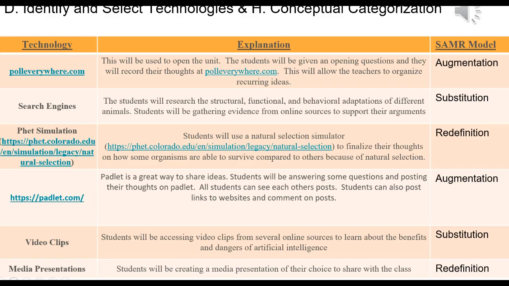We implemented technology to introduce both the topics of evolution and the development of artificial intelligence in a way that modifies a traditional classroom discussion. According to the SAMR model, this is known as augmentation. To introduce evolution, we used the website polleverywhere.com, and to introduce artificial intelligence, we used padlet.com. And both of these are just ways to get the students to post their ideas in a format or on a forum where everyone can see them and also comment on other people's discussion posts.